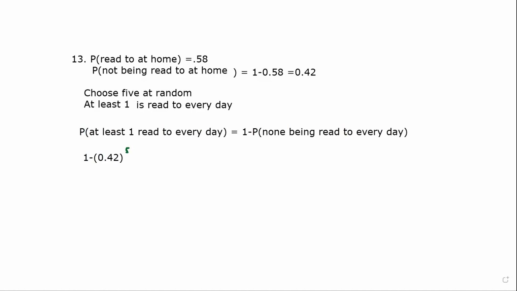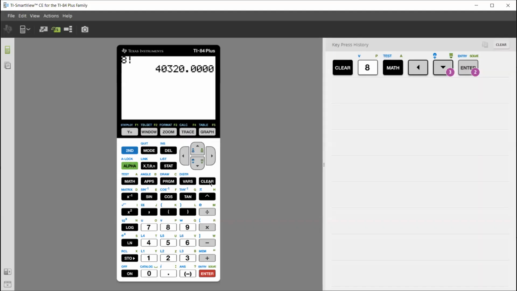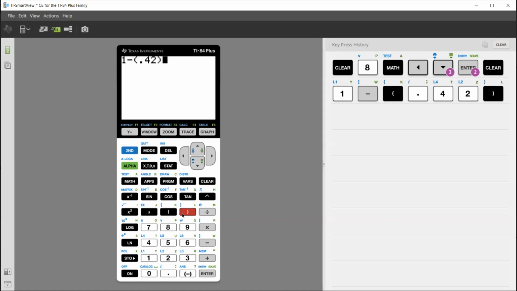Okay, so we have 1 minus 0.42 to the 5th power. I was doing a different problem earlier. And there we go, 0.9869.